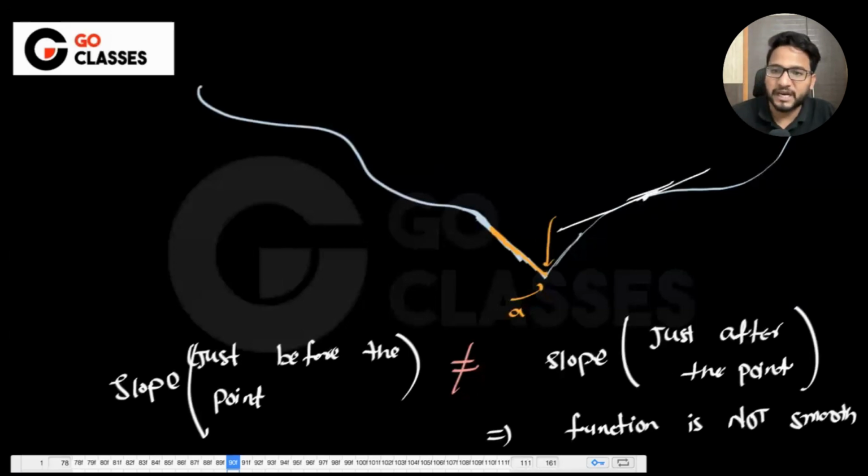So basically, if you check at any other point in this particular example, it is not changing so drastically. Is this smooth here? Is this smooth here? Yeah, just before, maybe something like this, just after, maybe something like this, right? So yes, it is smooth here also.